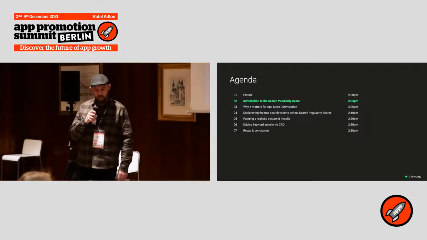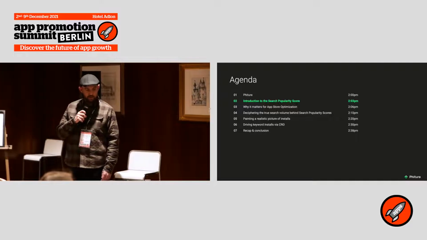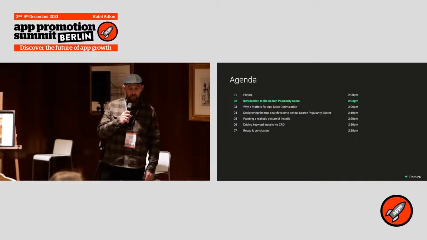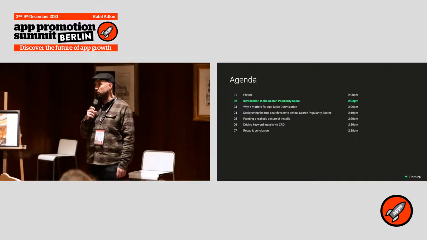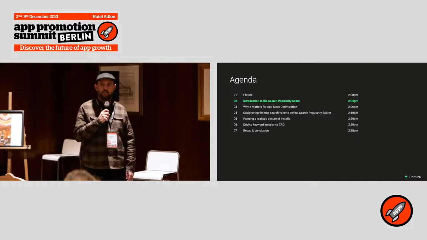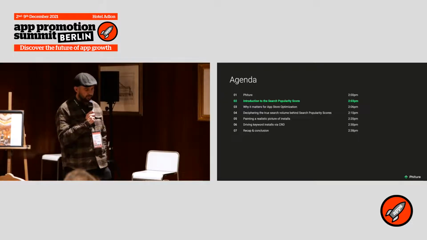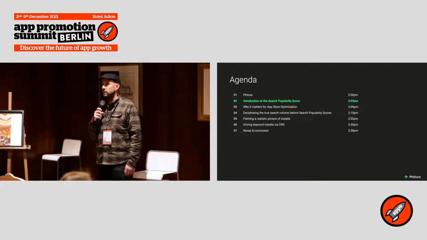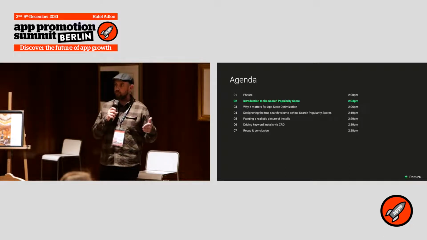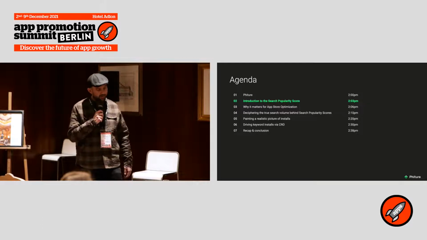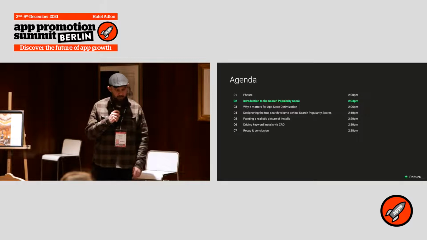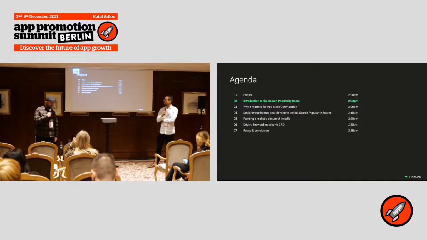But we're going to talk about the search popularity score and when it was introduced, then why it matters to App Store optimization, and then the work that we did with our growth and insights team to decipher the real value behind those scores. Then we're talking a little bit about painting a realistic picture based on the keyword ranks and also the impressions that you're getting for these keywords. Gabe will finish up with a session on driving keyword installs via CRO.